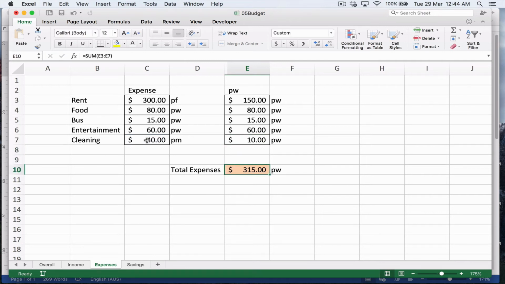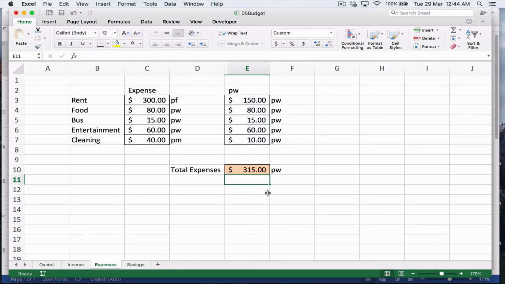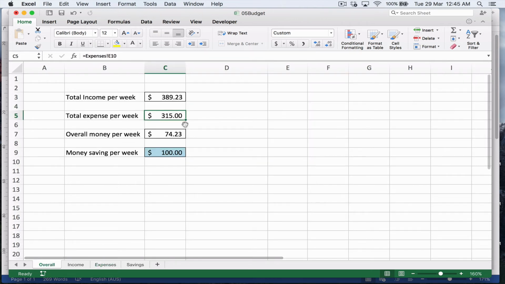Now what we're going to do is add them all up. So we go equals sum bracket all this. So $315 per week. So my expenses are $315 per week. So we have to pull this information as well. So for overall, expenses equals expenses, this cell.